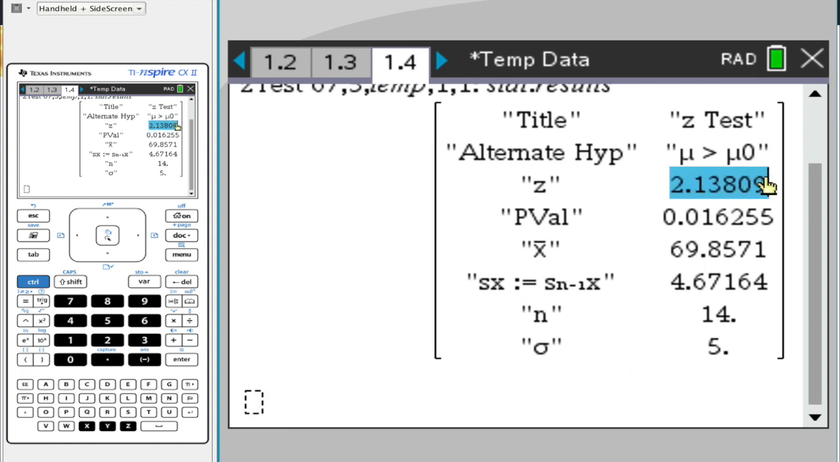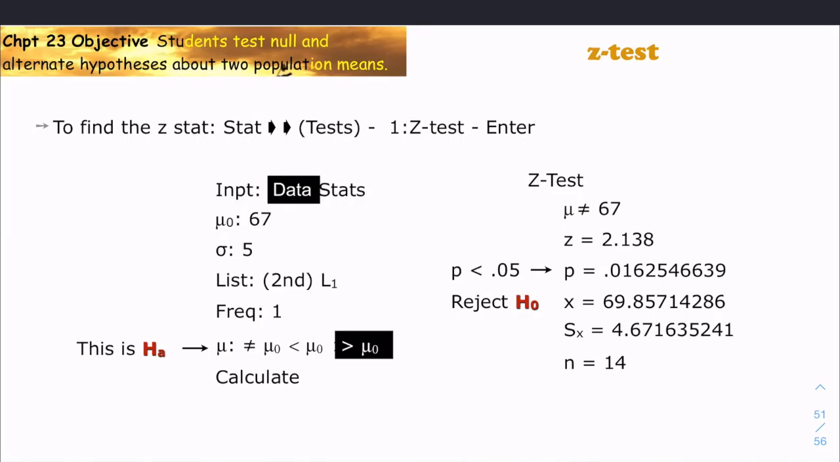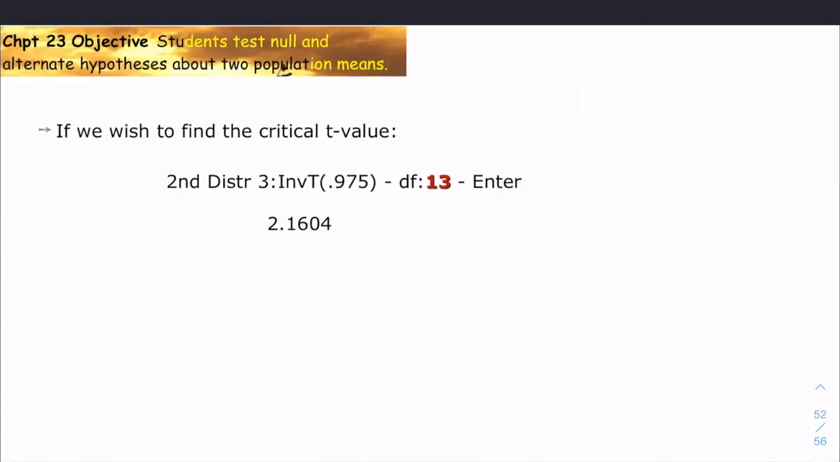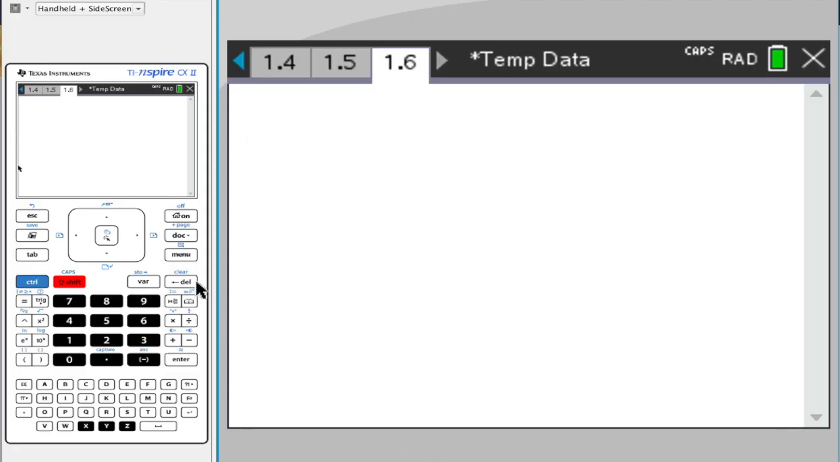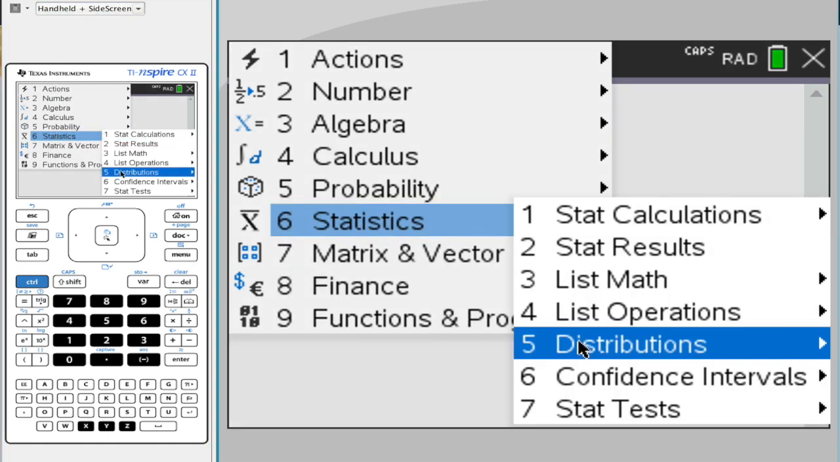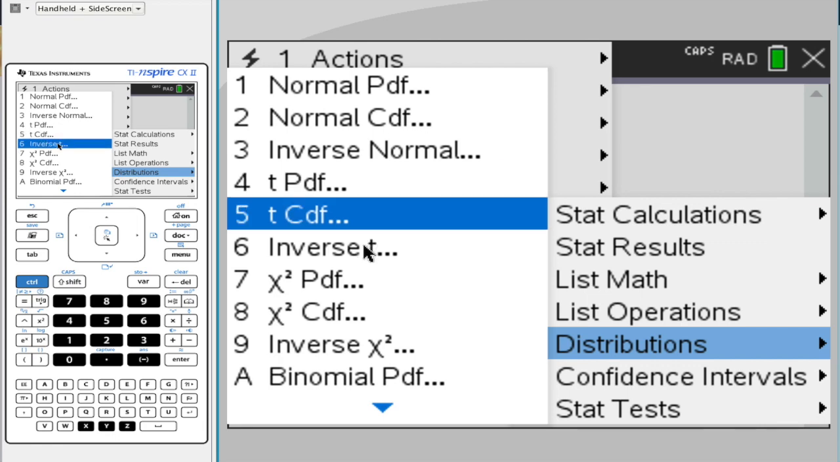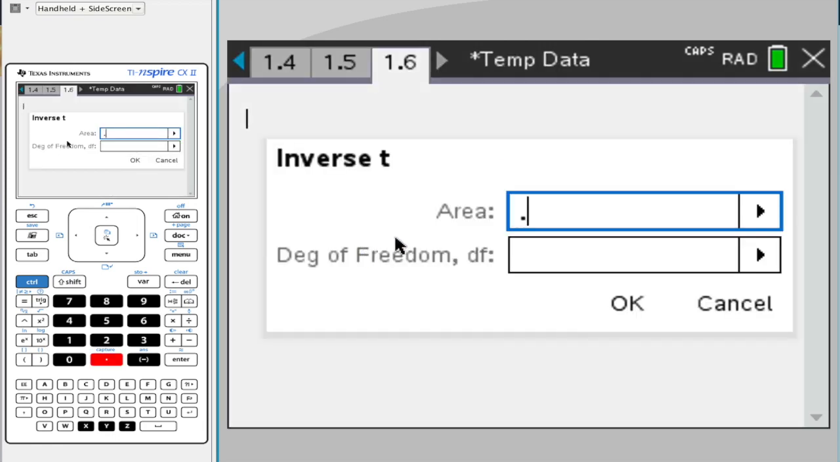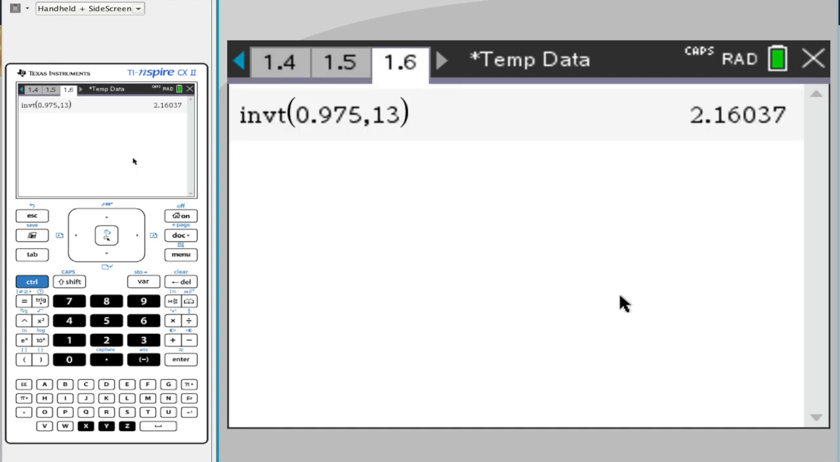So when we see our results for our z-test, we get a p-value of 0.0162, which means we should reject our null. And you also see that we have a z-score of 2.138. If we wish to find the critical value for the t-value, so the critical t-value, we're going to hit menu, stats, distribution, inverse t, and then we're going to type in 0.975 with a degree of freedom of 13. And you should get a critical value of 2.1604.